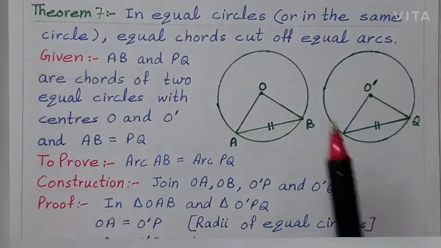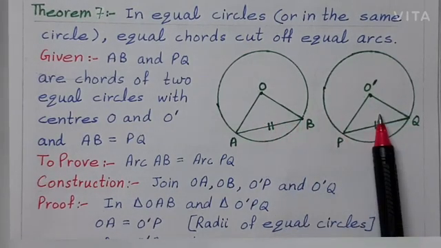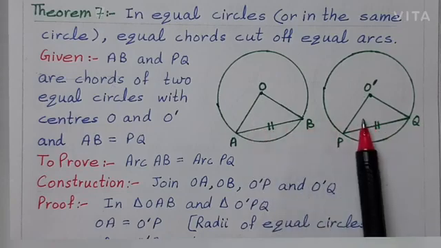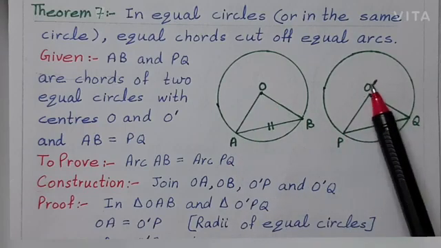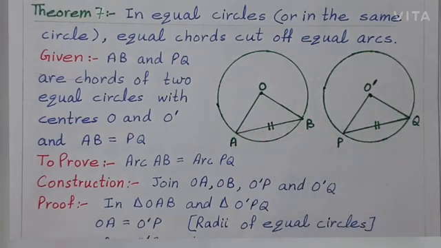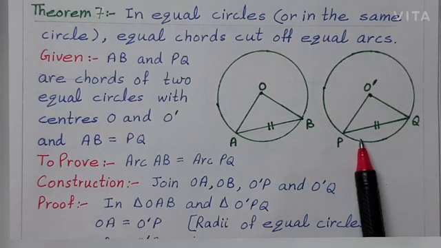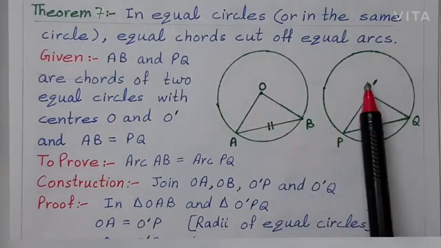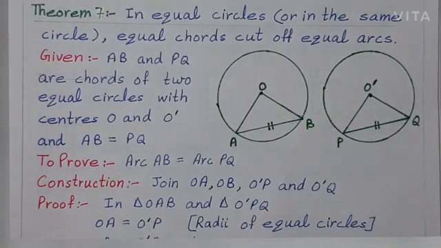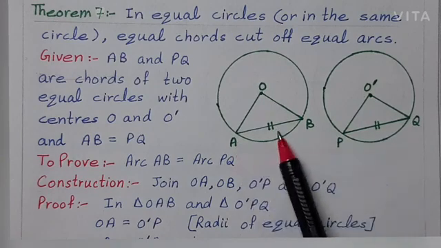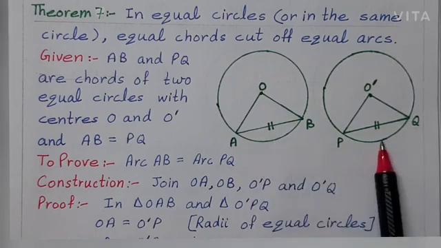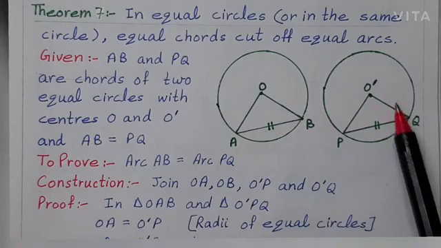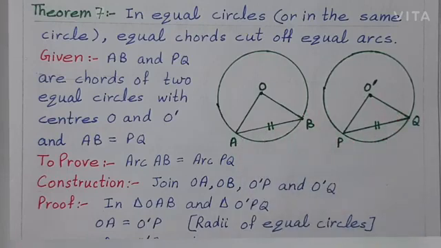Now let us make the two triangles congruent. Now how are they congruent? We can see that OA and OP both are equal, because they are radii of equal circles. Similarly, OB and OQ are also equal. Now, AB is equal to PQ. It is given. So, by SSS property, the two triangles are congruent.